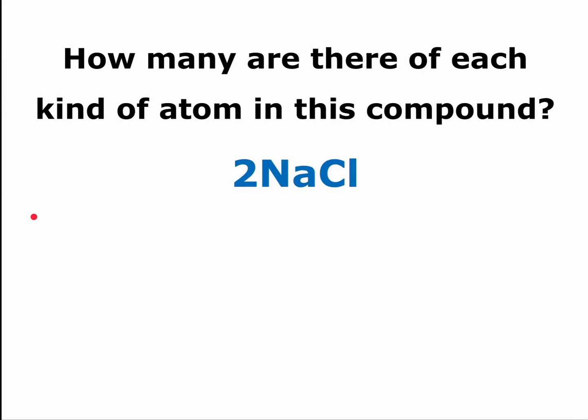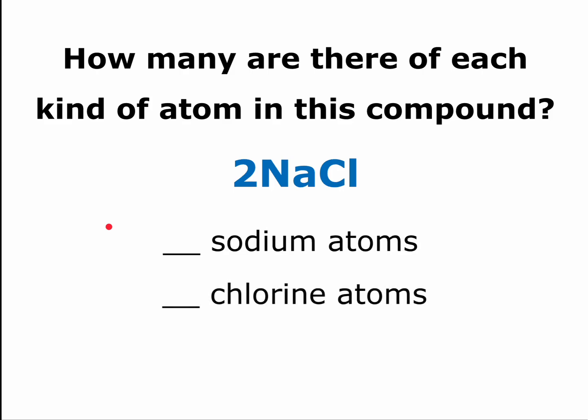How many are there of each kind of atom in this compound? 2NaCl. Well, first, we're going to list the kinds of atoms. We have sodium atoms and we have chlorine atoms. Then we're going to take the subscript times the coefficient. So remember, if there's nothing there, you just pretend there is a 1. 1 times 2 is 2. 1 times 2 is 2. 2 sodium atoms, 2 chlorine atoms.